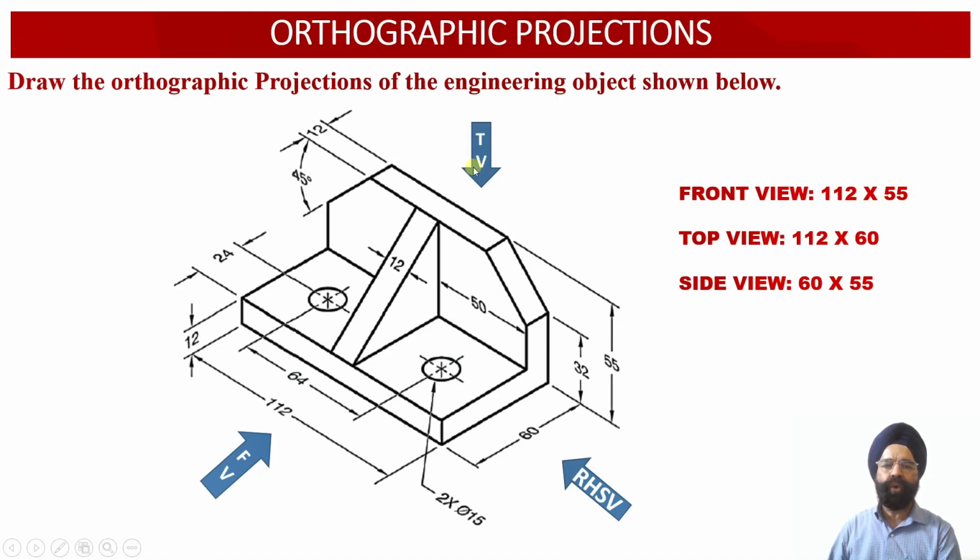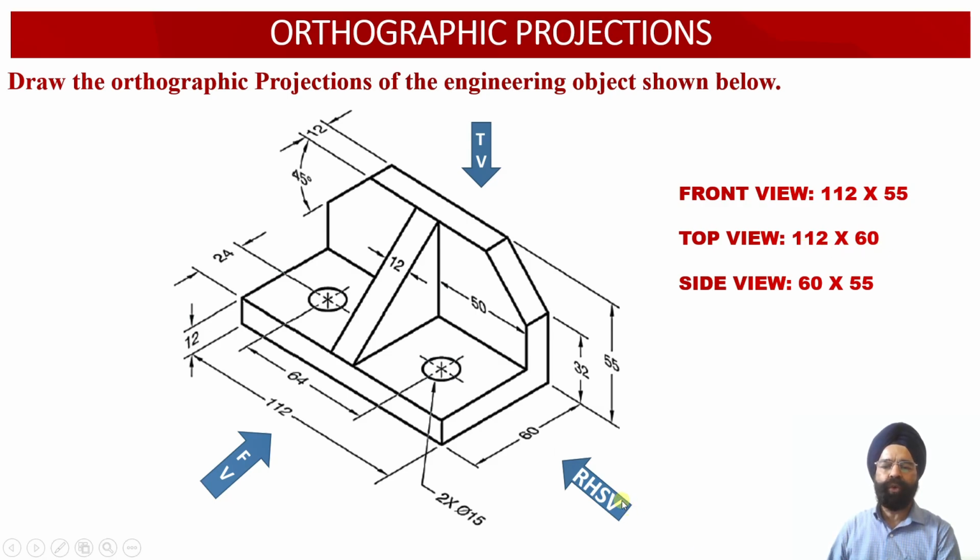As we look at the solid from the top view orientation, we observe that the width of the solid is equal to 112 millimeter, while the depth of the solid is equal to 60 millimeter. So the top view face of the solid will be measuring 112 millimeter by 60 millimeter.